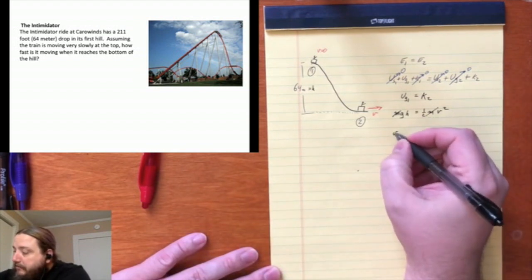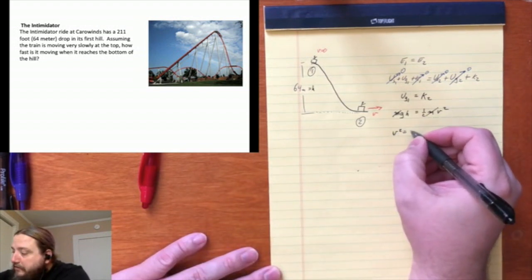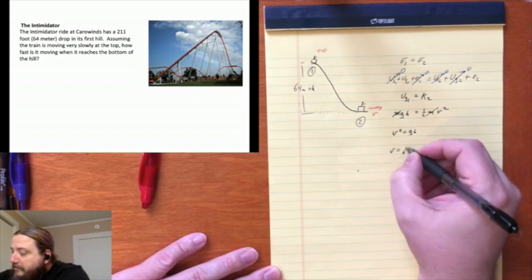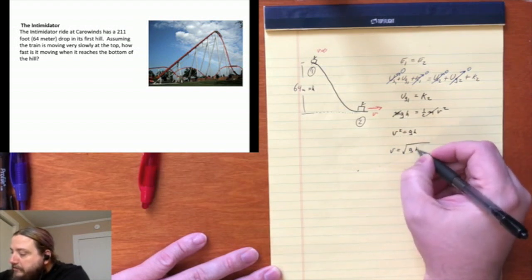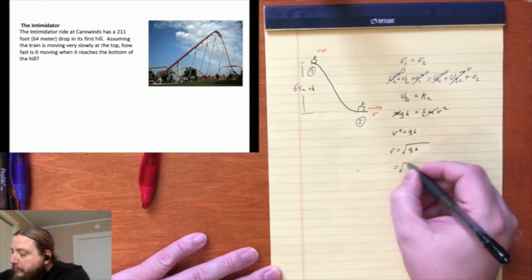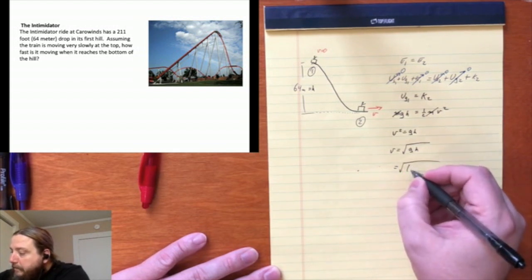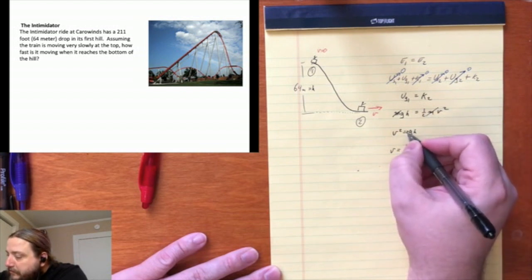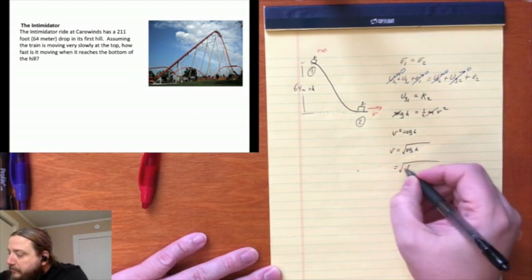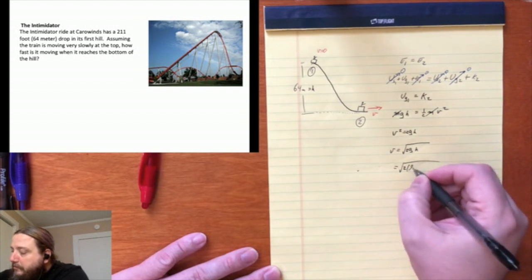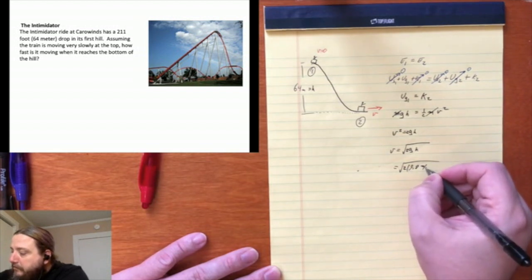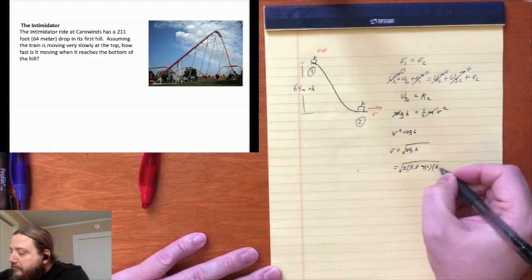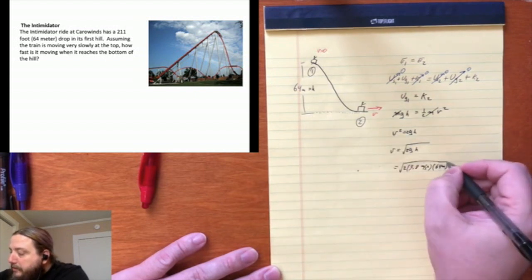So we can say that velocity squared is gh, or that velocity is the square root of gh, which is the square root of, oops, we forgot a factor of 2 here. The 2 goes there, the 2 goes there. 2 times 9.8 meters per second squared times our height of 64 meters.